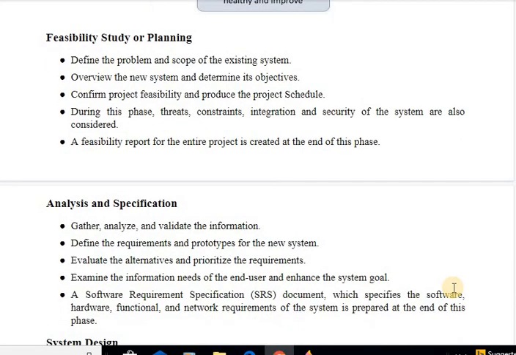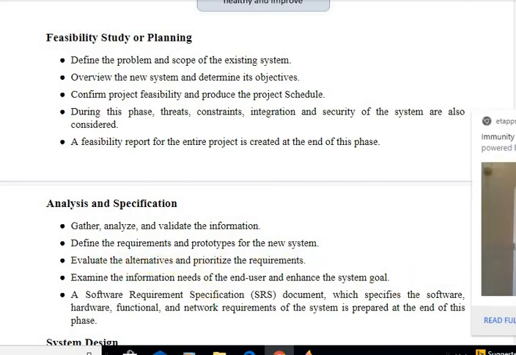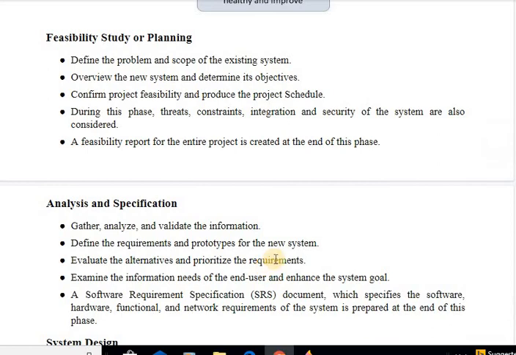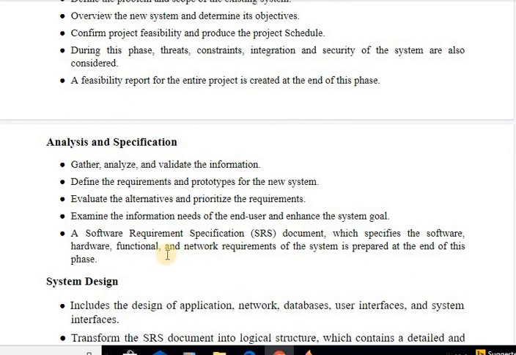Analysis and specification contains gathering, analyzing and validating information that defines the requirements and the prototypes for the new system, that evaluates the alternatives and prioritizes the requirements, that is, what requirements should be considered first, what on the second and what on the third step. Then examine the information needs of the end user and enhance the system goals.